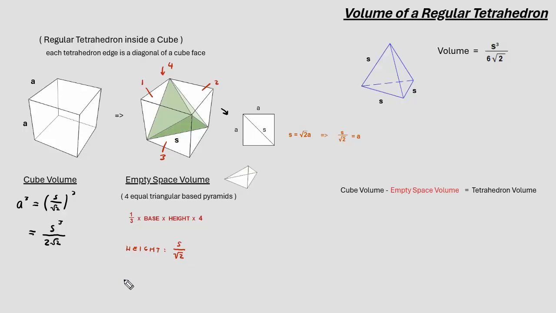Now the base area of one of the sections of empty space is just half of the base of the actual cube. The base of the cube is S over root 2 squared, and half of that we just multiply by a half. And when we multiply this out, the result is S squared over 4.